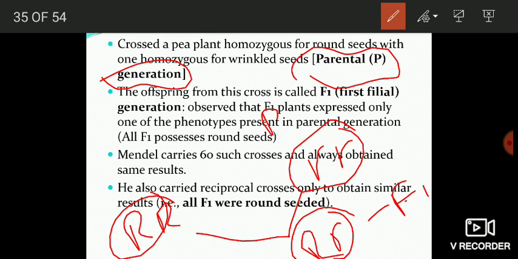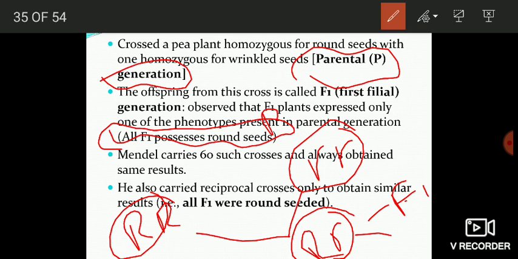He observed that the F1 plants expressed only one of the phenotypes present in the parental generation, and he found that the F1 plants expressed only the round seed trait. The plants he raised in the F1 generation all produced seeds which were round. Mendel carried out 60 such crosses to ensure that he was doing the experiments in the right way, and he obtained similar results in all such 60 cases.